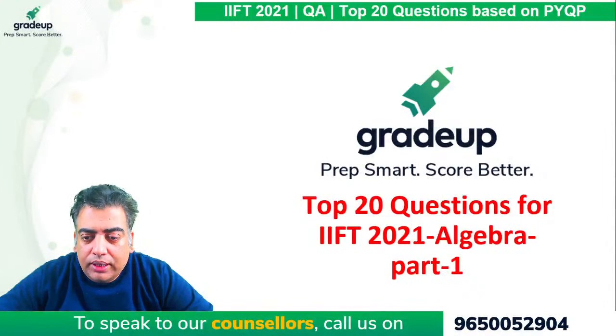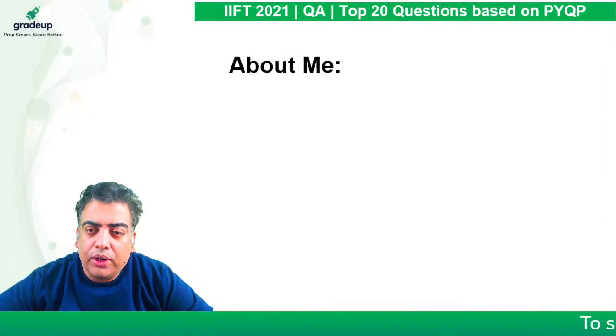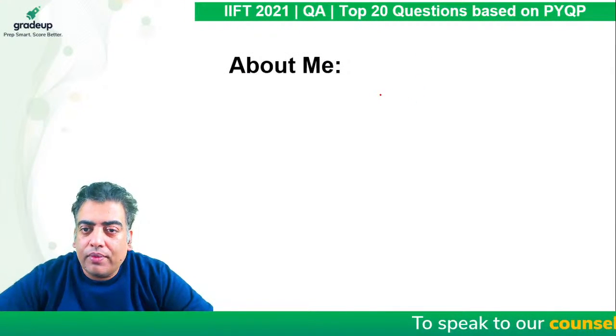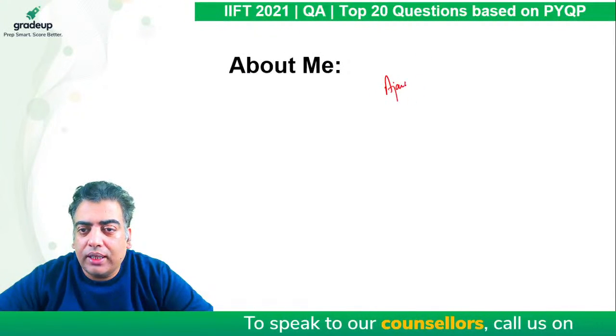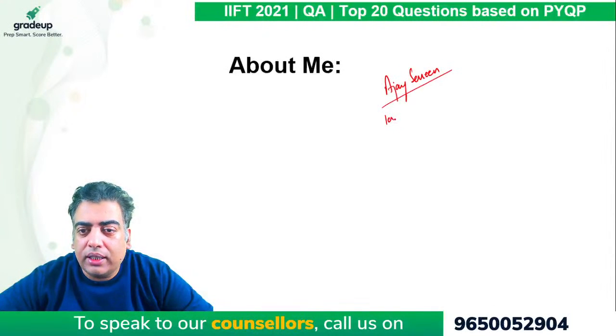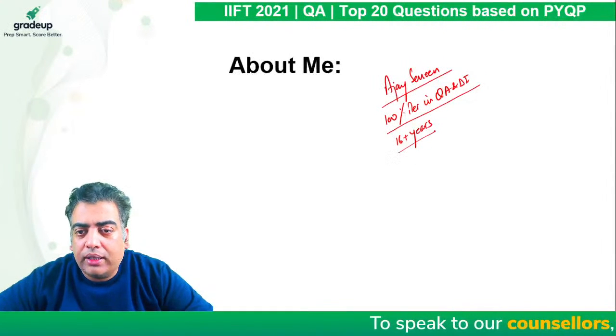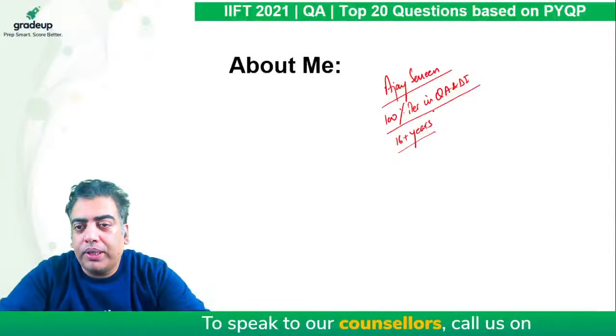Okay, so let's start. So first of all, I am Ajay Sareen. I am a 100 percentile in Quant and DI section of CAT. And I have 16 plus years of experience in teaching students for various competitive examinations.